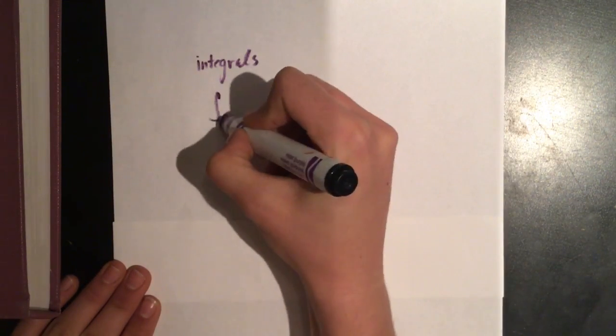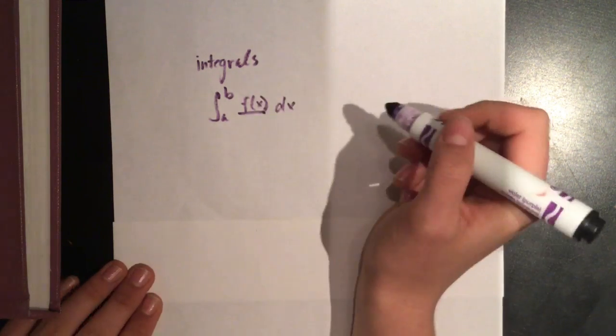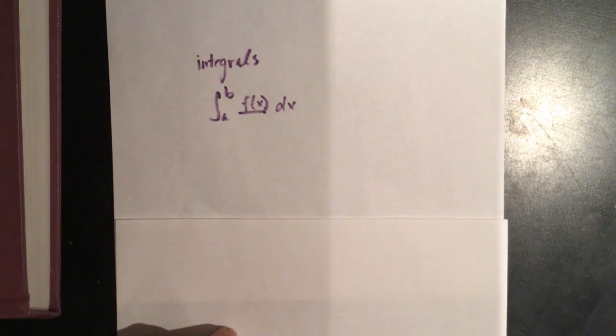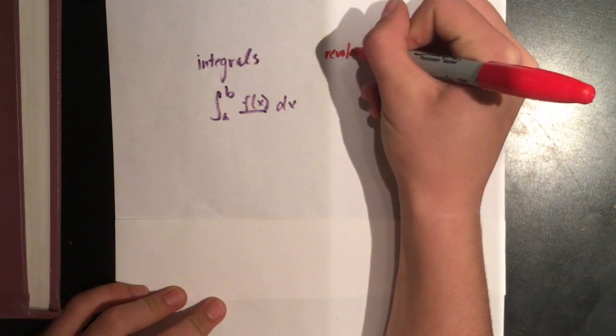With an integral, we integrate the original function to find the area. So the notation looks something like this. With a revolution, we're going to integrate the area to find the volume of the solid that we are creating when we revolve.